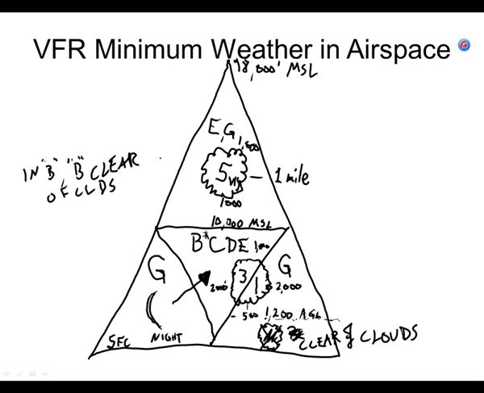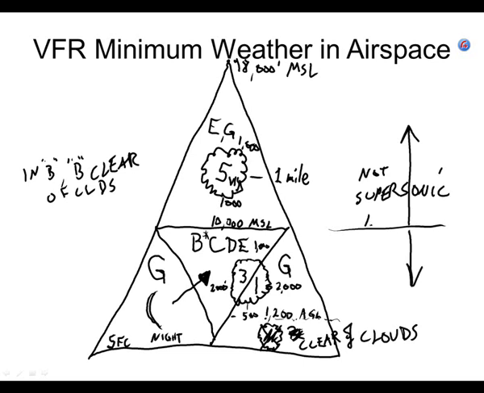Okay, let's see. I'm trying to think if I missed anything. Oh, yeah, speed limits. So, Josh, what's the speed limit above 10,000 feet? Can't go supersonic. And what's the speed limit below 10,000 feet? 250 what? Say that again. Nautical miles per hour, and we can abbreviate that with a K.